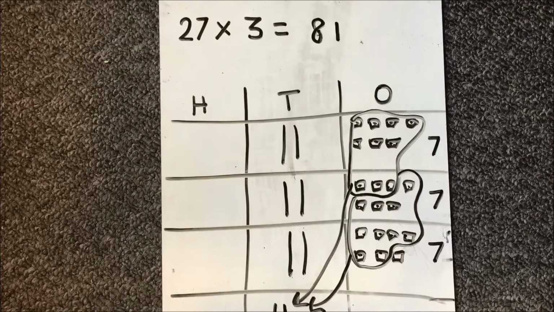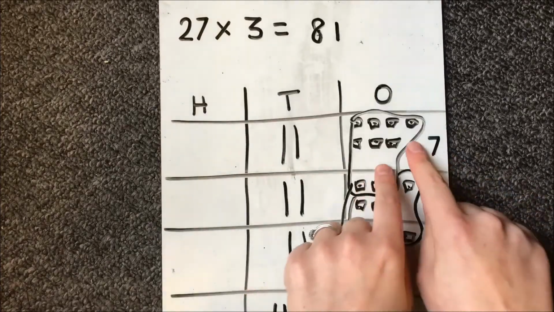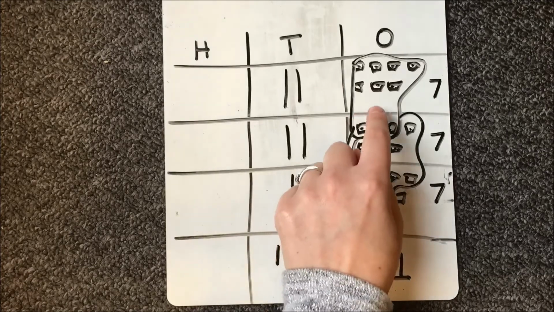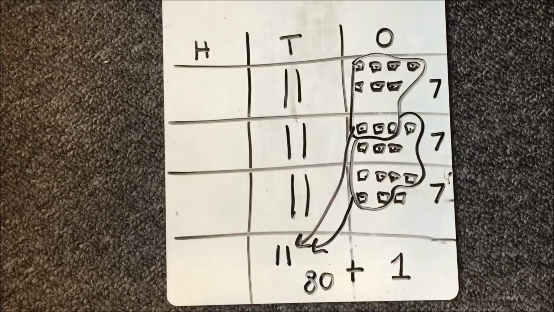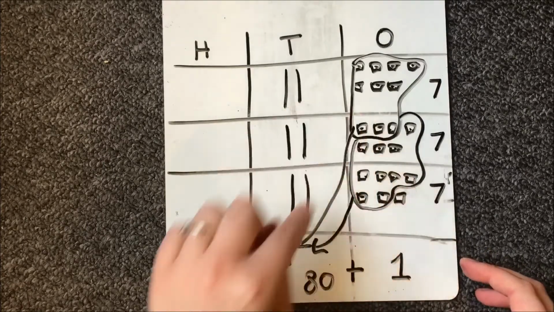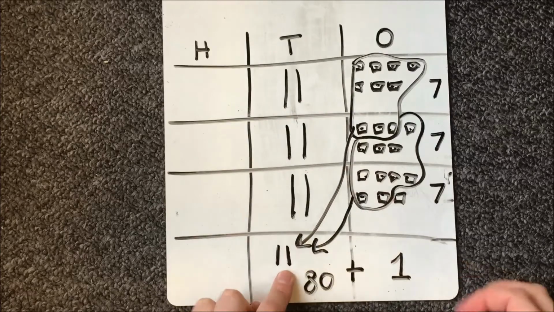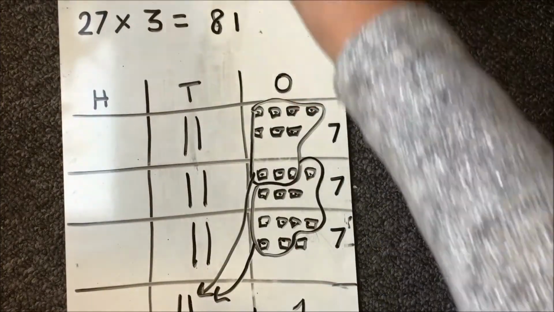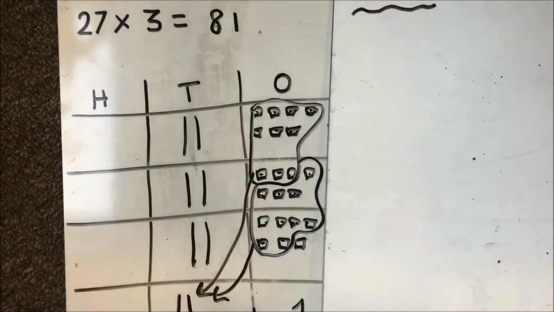And we regroup, so we exchange the 10 ones for 10s. Remember, sometimes we might have to exchange more than 10 ones. Here we have to exchange 20 ones for 2 10s. This one for this one, this 10 for this one. Let's see how it looks as the column method. I'm going to leave them side by side so you can see.